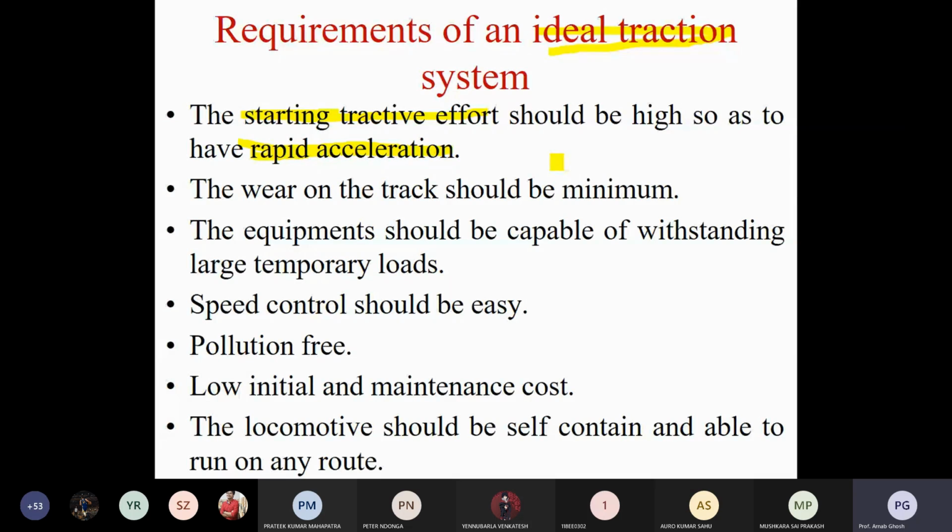So the speed control strategy depends upon which type of control strategy you are using, and it determines how fast the motor will reach the rated value of speed. Then, pollution free: definitely in an electrical motor there are no emissions of greenhouse gases, so you can say it is pollution free. Then low initial and maintenance cost.